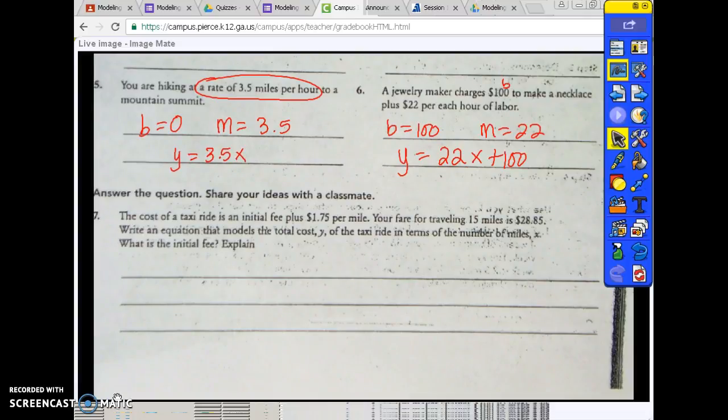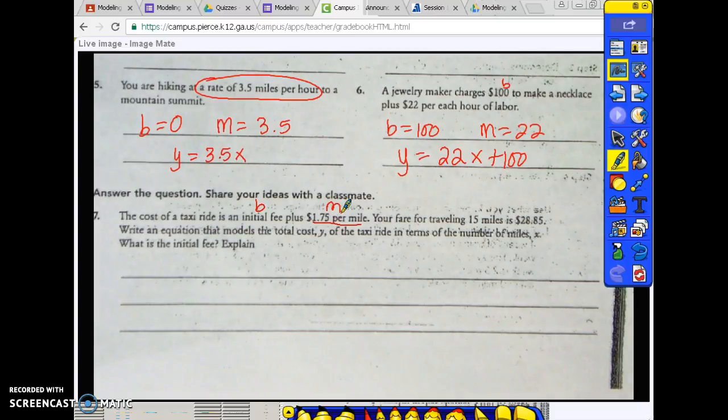And number 7. The cost of a taxi ride is an initial fee plus $1.75 per mile. We don't know the initial fee, so we know we're going to have to solve for b. And $1.75 per mile is going to be my slope. Your fare for traveling 15 miles is $28.85. Write an equation that models the cost y of the taxi ride in terms of the number of miles x. What is the initial fee? Explain. So we don't know our initial fee. We're going to have to solve for it.